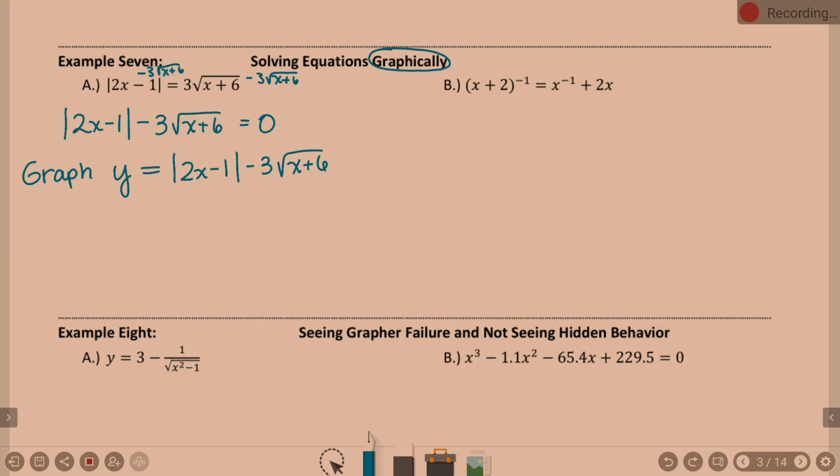Now, work on typing. 2x minus 1 minus 3x. That's a weird looking graph. I don't like that graph. It's a funky thing, isn't it? Instead of the X, it gives me a 0.